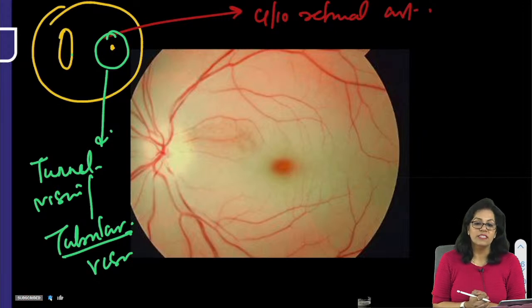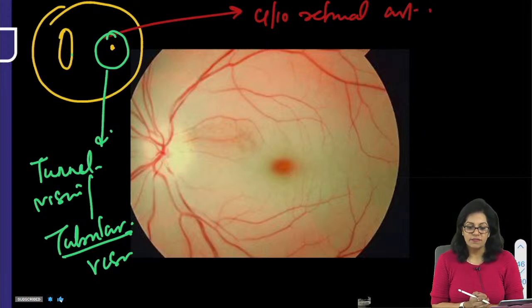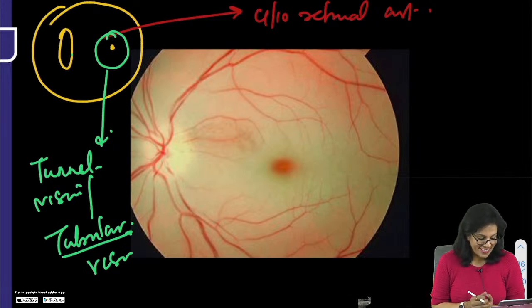So all of you can just watch the video, and we have discussed everything about what is keyhole visual field defect and keyhole vision. Yeah. So what happened, Shri? So this is cilioretinal, tunnel vision or tubular.